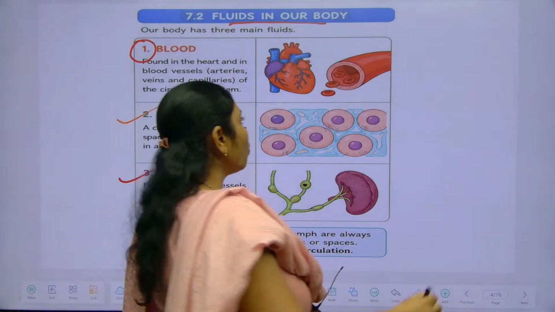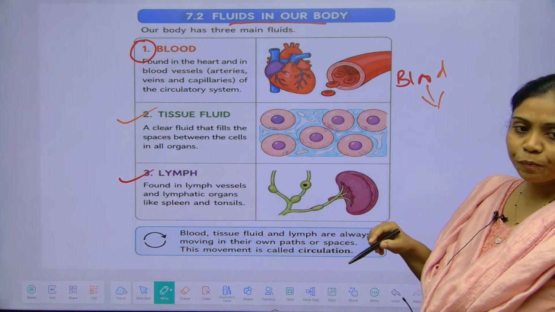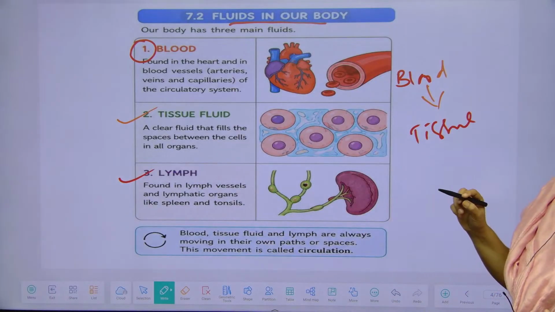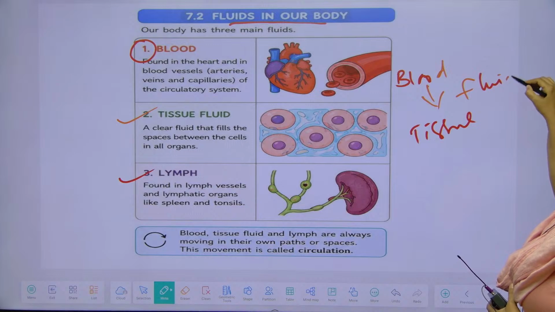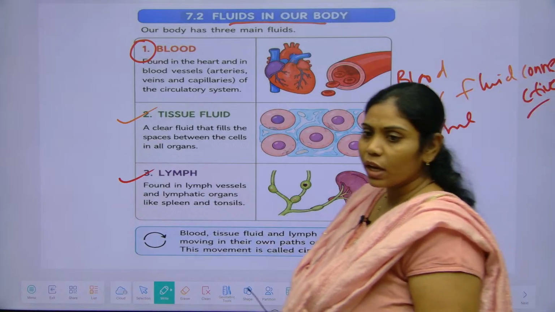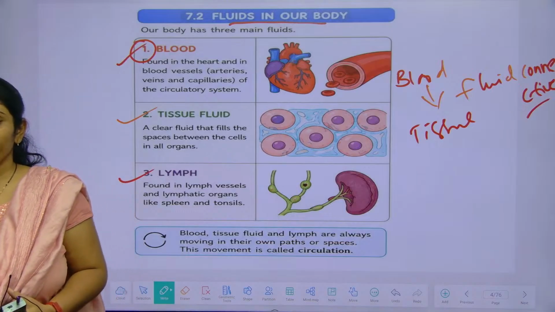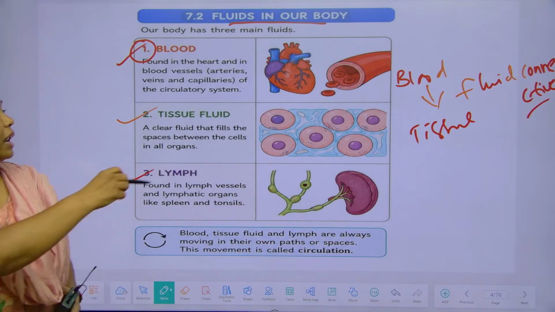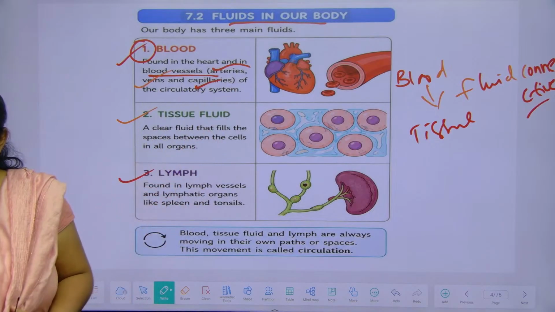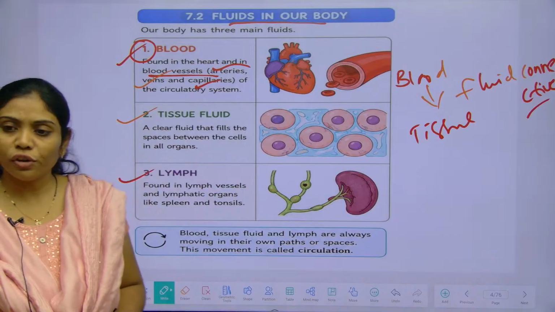As you all know, what is blood? If somebody asks you what blood is, which kind of definition will you give? Not RBC. Actually blood is also a tissue, but it is what? It is a fluid connective tissue. In the human body, where is blood present? In the heart, and along with that, arteries, veins and capillaries. In all these parts blood is present. And coming to the tissue fluid, how is the tissue fluid formed?